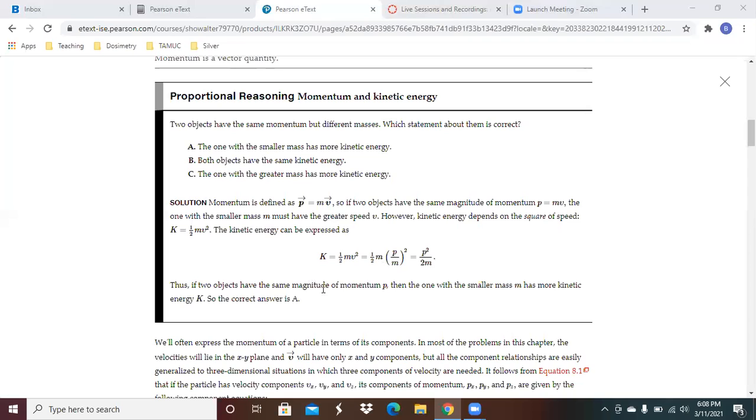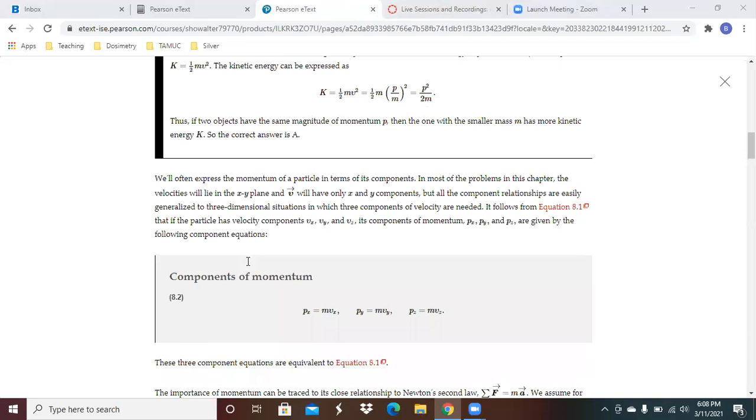So if the objects have the same magnitude of momentum, then the one with a smaller mass is going to have more kinetic energy. The reason for that is the denominator is going to be smaller, which means it's going to have a greater amount of energy. So the correct answer out of this is going to be A.